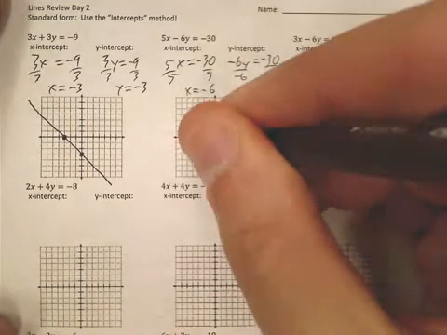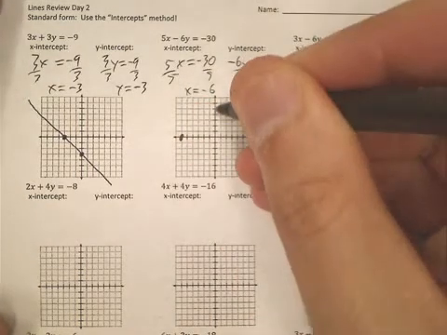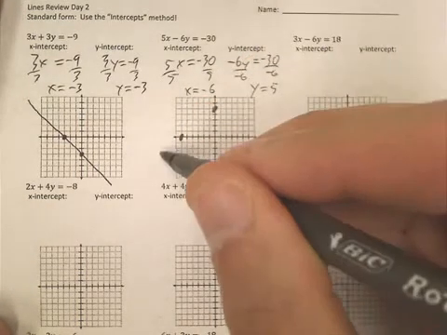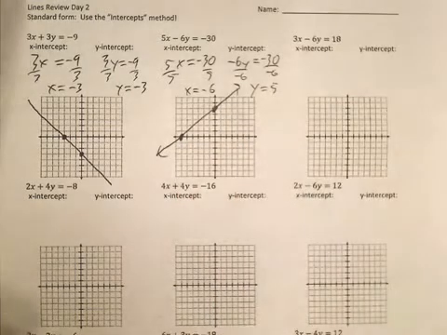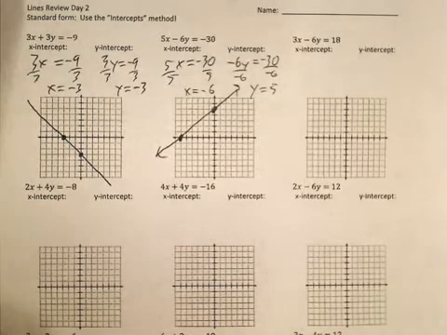Okay, on the x-axis, negative 6. On the y-axis at 5. And then draw your line. Okay, go ahead and try the next one there. I'll be back with you in a minute.